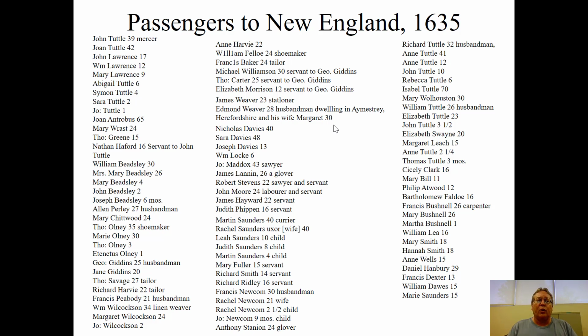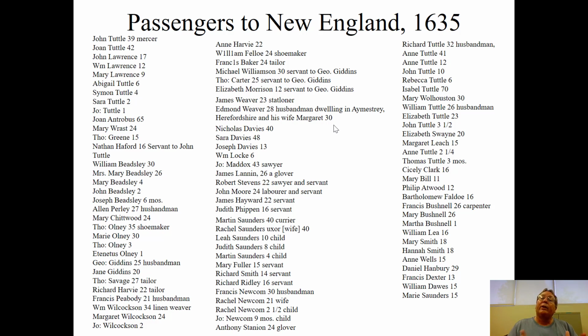Okay, so again, remember, a couple things that we have to keep in mind as we look through this passenger list. They're always going to give you the person's name. They're going to give you the person's age. They're going to group them by families if they know them. And then lastly, they're also going to give you any of their occupations if they know them.